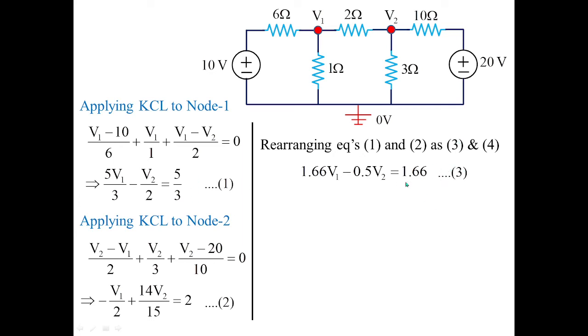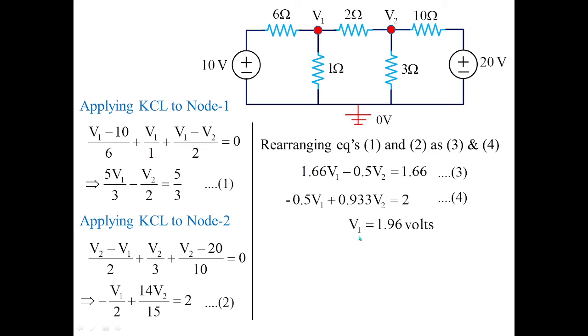So equation 1 is changed to equation 3. Likewise, equation 2, which is here, can be changed to minus 0.5 V1 plus 0.933 V2 is equal to 2. Now this is another equation. Second equation is changed to fourth equation. Now simplify equation 3 and equation 4.